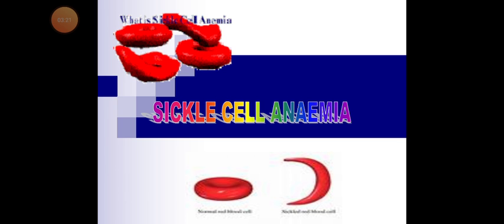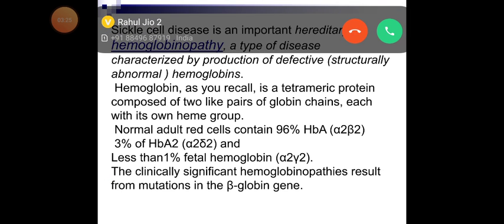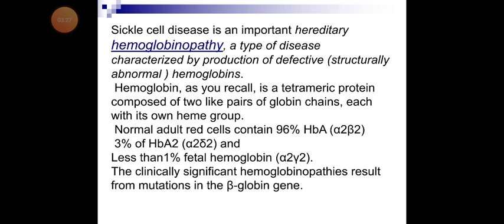Now we will learn about sickle cell anemia. Sickle cell disease is an important hereditary hemoglobinopathy, a type of disease characterized by production of defective hemoglobins. Hemoglobin, as you recall, is a tetrameric protein composed of two like pairs of globin chains, each with its own heme group. Normal adult red cells contain 96% HbA, that is alpha 2 beta 2, 3% HbA2, and less than 1% fetal hemoglobin, that is alpha 2 gamma 2. Clinical significance of hemoglobinopathies results from mutations in the beta globin gene.